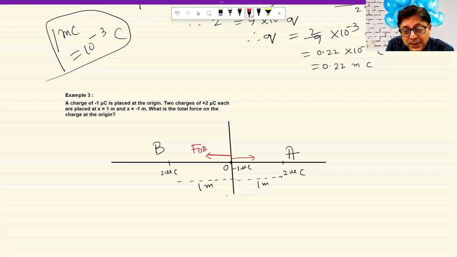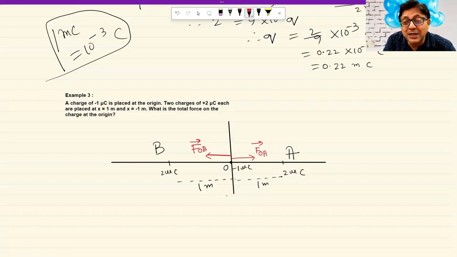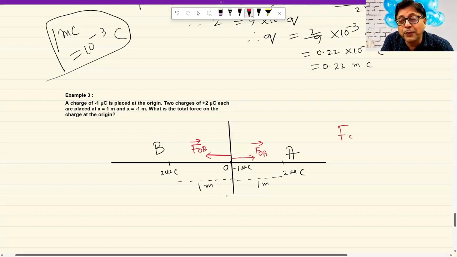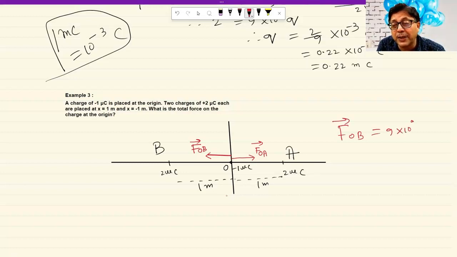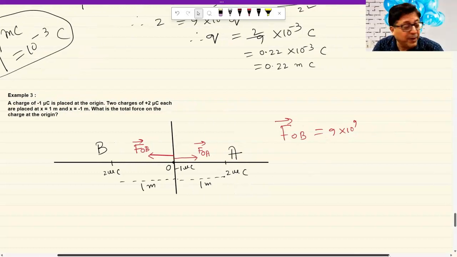How to write this one? This is going to be F_OA. So the resultant force is the difference between these two. Let's see what is the resultant force. F_OB, what is the magnitude? By Coulomb's law, it is 9 × 10⁹. I am considering the magnitude only. So it will be 2 × 10⁻⁶ times 1 × 10⁻⁶.